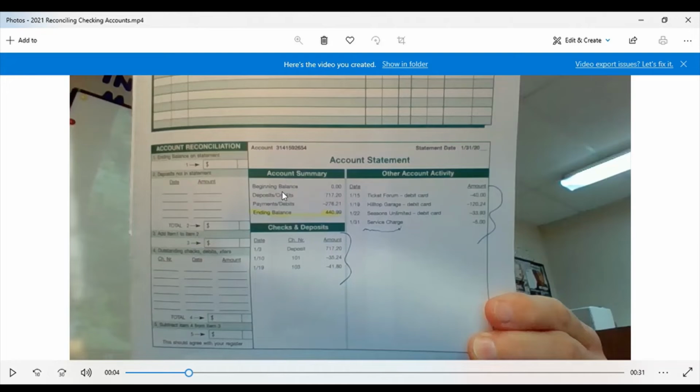So to look at it here, you can see the beginning balance was $0 because you opened your account. There were $717.20 worth of deposits made. Payments of $276.21 with an ending balance of $440.99. This is the activity that the bank says happened on your account here and here. We are about to complete the account reconciliation form once we get the items from here and here checked off of the check register, which is your Google Sheet.